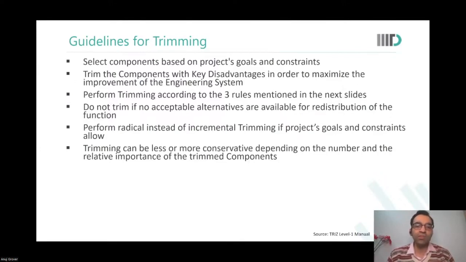Again, trimming can be less or more conservative depending on the number and relative importance of the trimmed component. So if there are 100 components in a system and the system is overall performing only a few functions, you can probably think of removing many of those 100 components. But if a system has only 2 components and both are performing some function on the target, you may probably not be able to trim either of the 2 components.